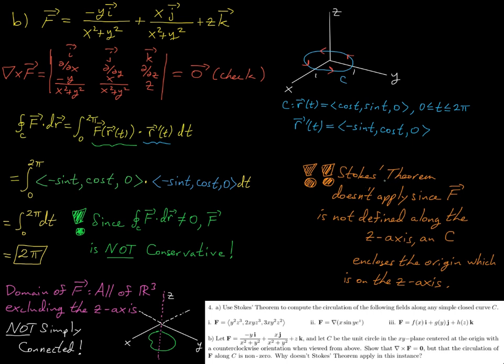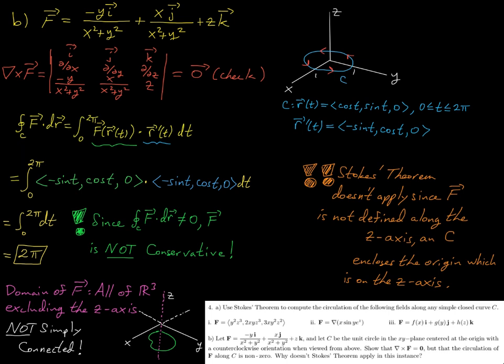And I make this comment here. Stokes' theorem doesn't apply here since f is not defined along the z-axis, and C encloses the origin, which is on the z-axis, right? So this unit circle here, centered at the origin, wraps around the z-axis, and so Stokes' theorem is not going to tell us that line integral is going to be 0, even though our curl is 0, and that's again because it just simply doesn't even apply in the first place.